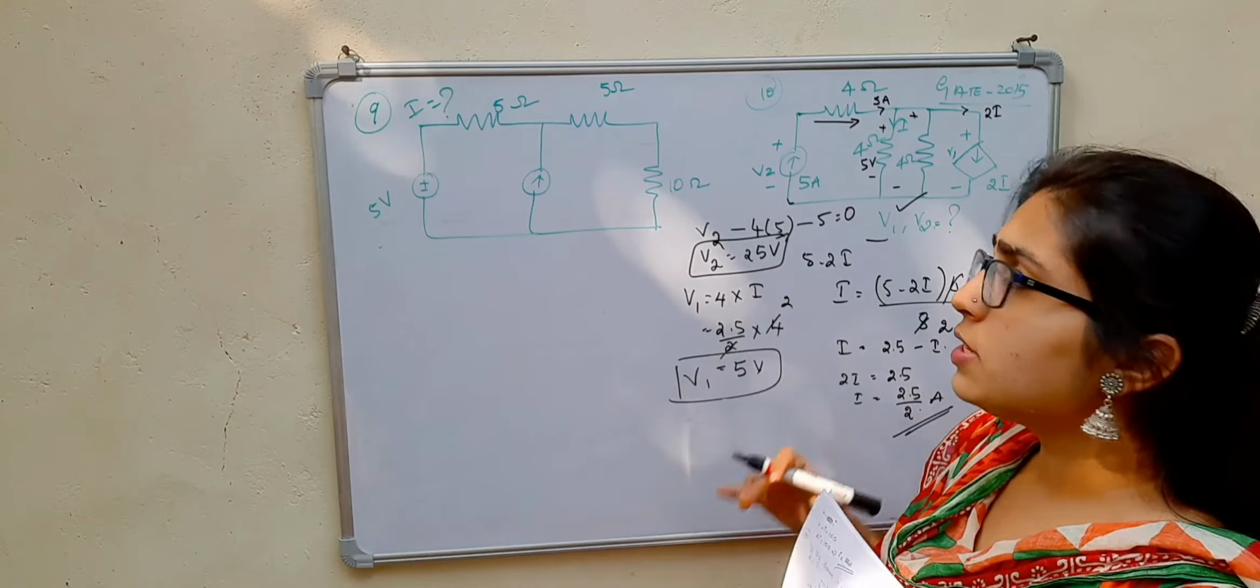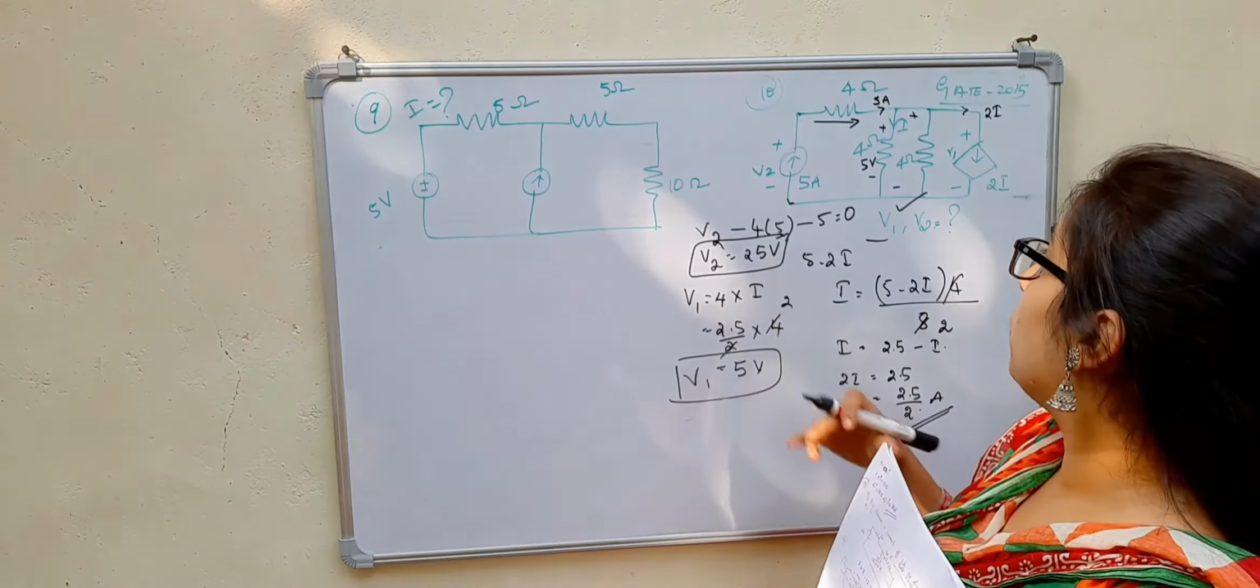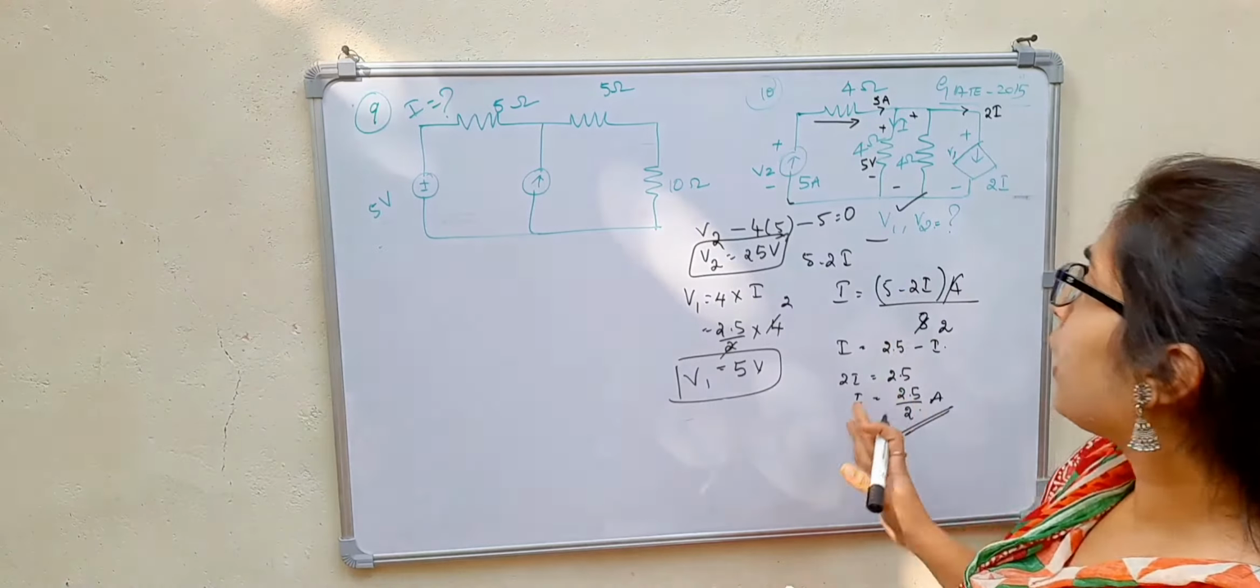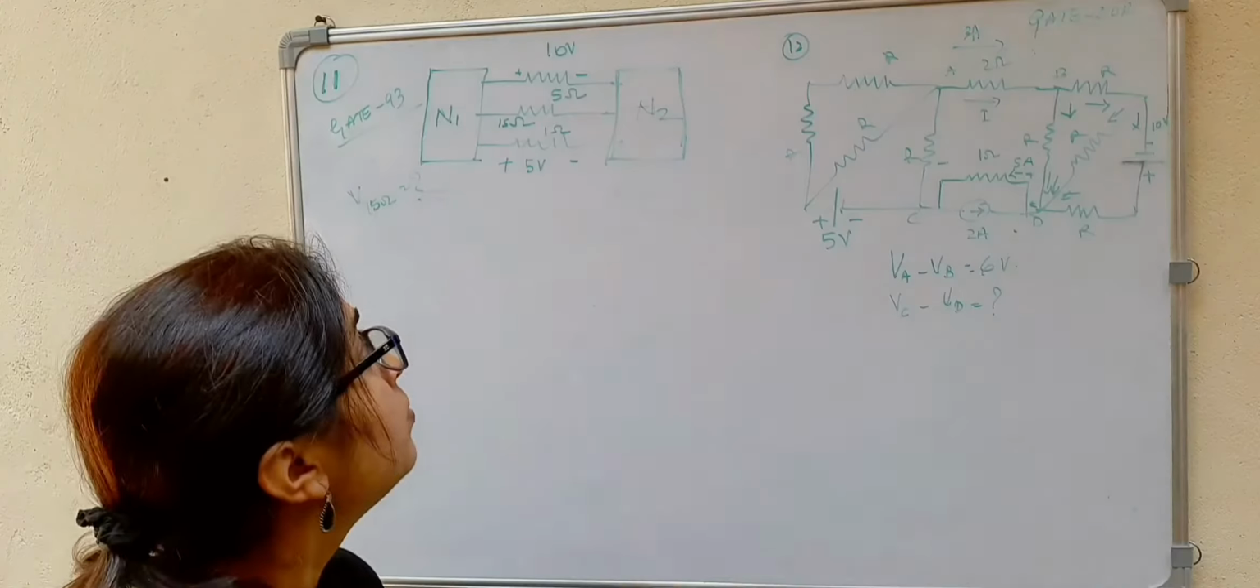V1 is equal to 5 volts. V2 is equal to 25 volts. You can also apply KCL and solve this problem, or you can follow this approach.